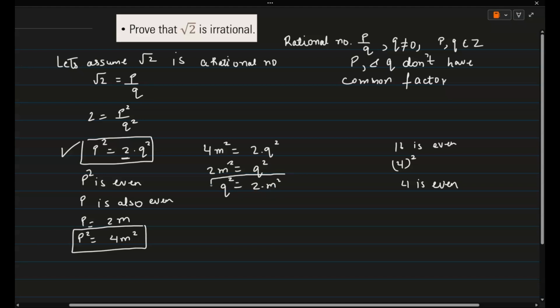Now observe this equation. From here we can again say that q square is even. If q square is even, it means q is also even. So p and q are both even numbers, so it means they have a common factor 2.